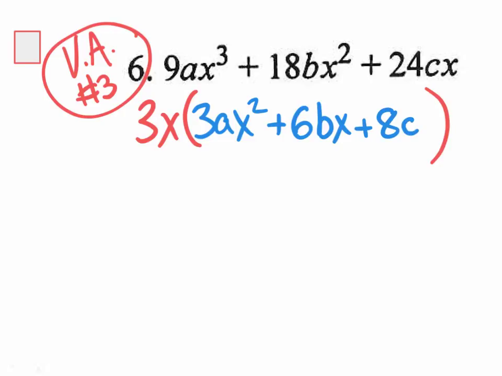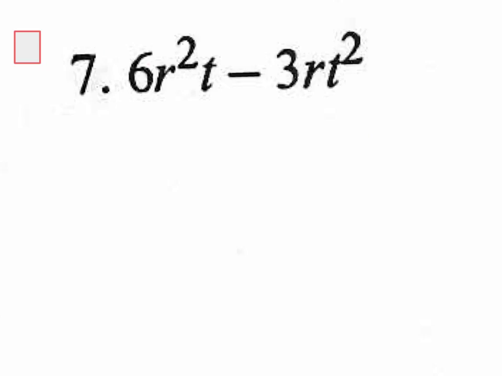Now, on the inside, is there anything else we could do? No, we can't. So that would be it, right? Let's jump to number 7. So number 7 on version A is number 1, I believe.